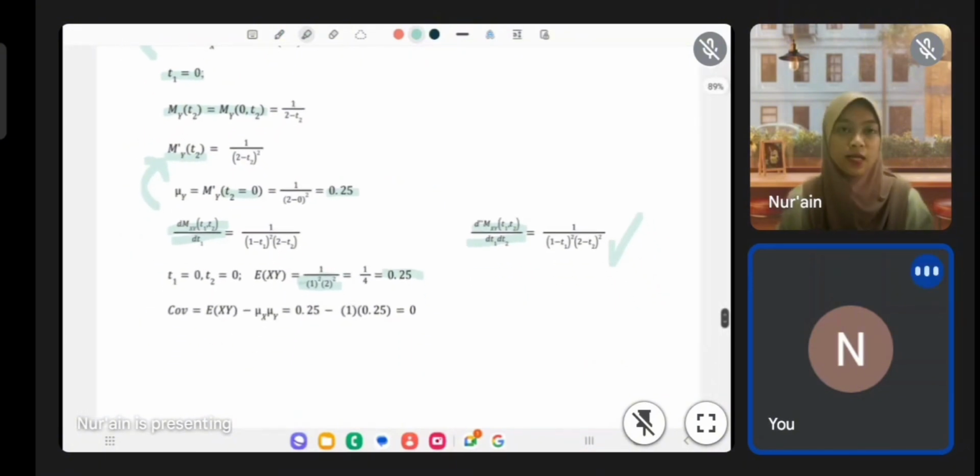After that, we get the covariance value. We substitute into this formula and get 0.25 minus 1 times 0.25, equal to 0. That's all from me. Thank you.